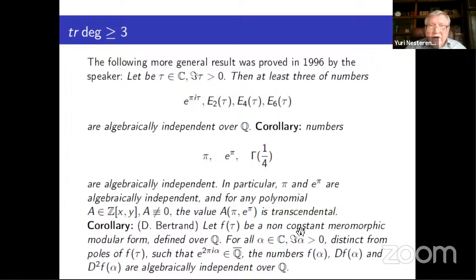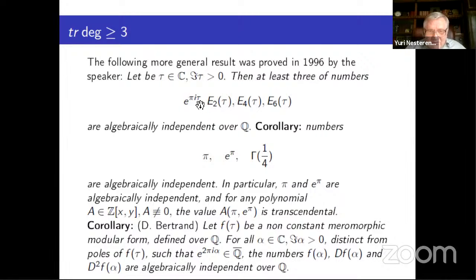And in 1996 a more general result was proved. For any complex tau from the upper half plane, at least three of the numbers are algebraically independent over the rational numbers. So there are four numbers. We can take tau in a proper way. We can take i, and in this case this value is 0. And the rest, these three numbers, will be algebraically independent.